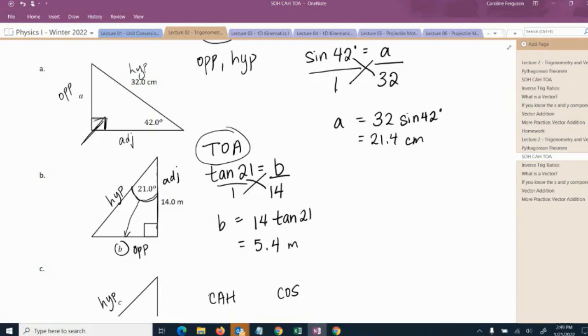Yeah, so I typed that and I got 5.374, and I just rounded it to be 5.4, and that's in meters.